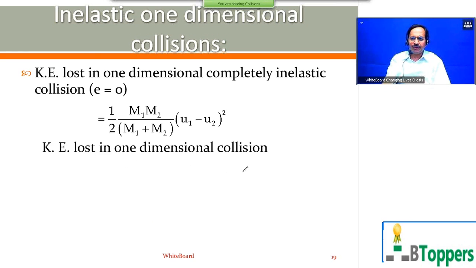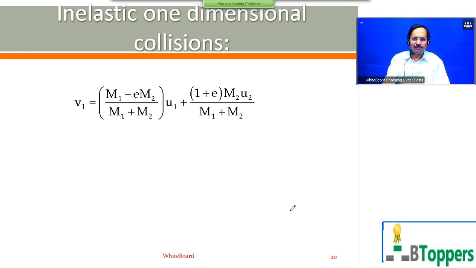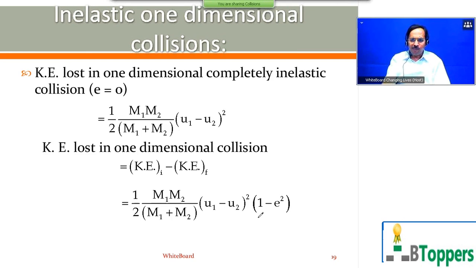Kinetic energy lost in a one-dimensional collision is equal to KEI minus KEF. That you can write as half times m1 m2 divided by (m1 plus m2), multiplied by (u1 minus u2) whole square, which is then multiplied by (1 minus e square). Finish copying up to here. In case you need more time to copy this, you can take a pause and take your time.